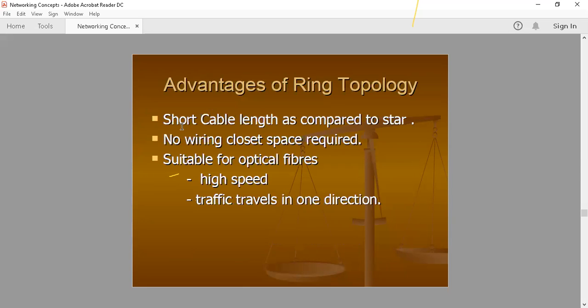Advantages of ring topology: short cable length as compared to star, no wiring closet space required, suitable for optical fiber, high speed, and traffic travels in one direction.